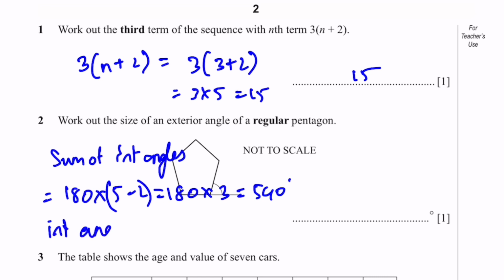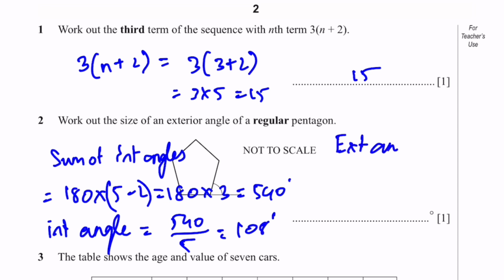Interior angle is equal to 540 by 5, which is equal to 108 degrees. Exterior angle is equal to 180 minus 108, which is equal to 72 degrees. And that's the answer.